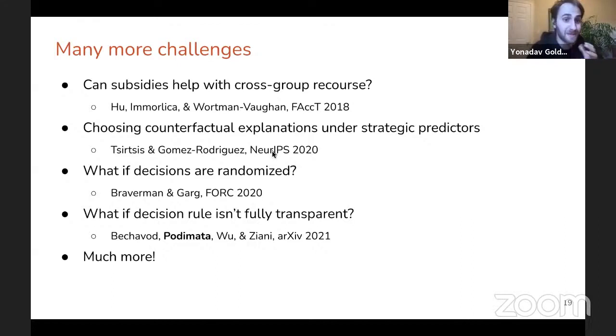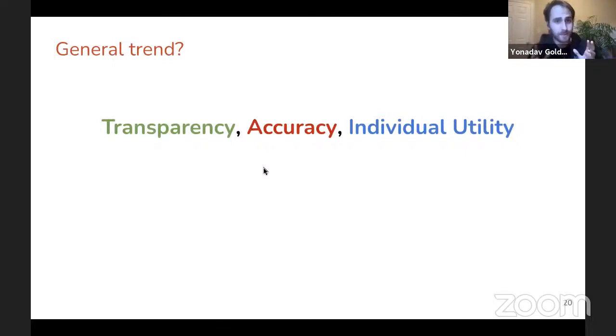Let's observe a general trend, though. There are these three ideas here: transparency, accuracy, and individual utility. And it seems like we have to pick two so far. You can either be transparent and accurate, but then we've seen that you screw over individuals. You can be transparent and ensure individual utility, but you're probably going to have to give up on accuracy and not use machine learning in the first place. And you can be accurate and maximize individual utility, but sometimes that's going to require you to be non-transparent.